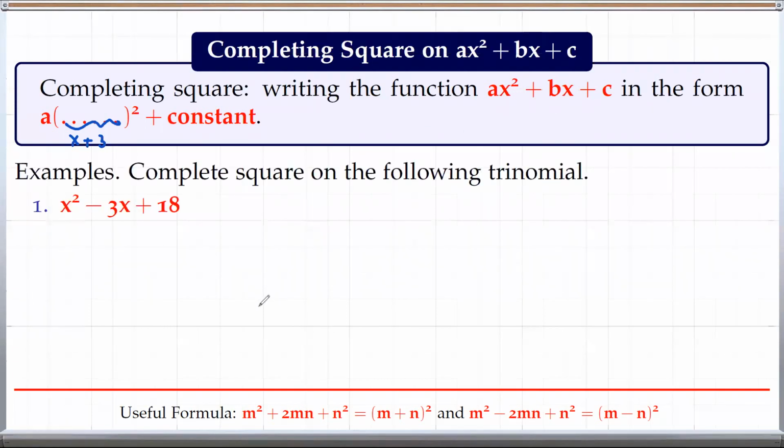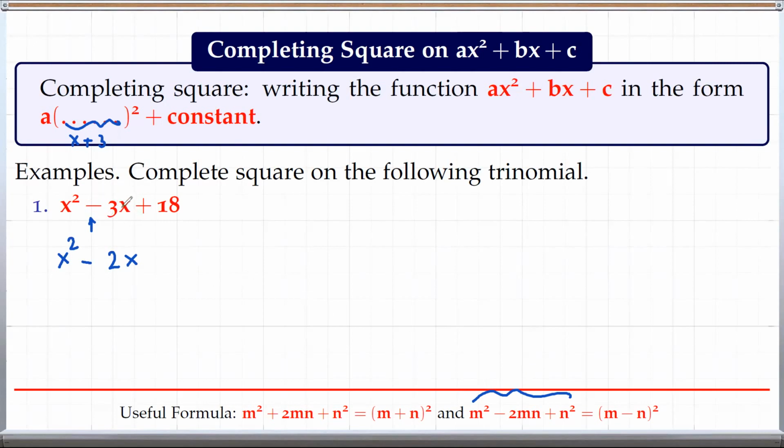We have x squared minus 3x plus 18. Our goal is to write this in the format a times some expression squared plus constant. Since we have this minus over here, we'll try to use this formula. If we can write in the format m squared minus 2mn plus n squared, then we can write m minus n squared. So we can consider x squared to be m squared. We have x squared minus. Next, we want to have 2 times m times n. So x is m, so we have 2x, and then we need n.